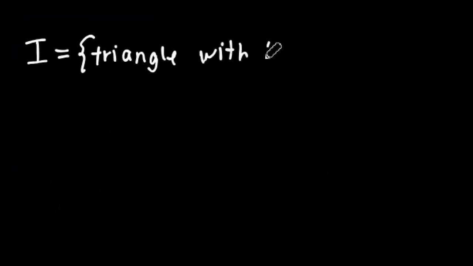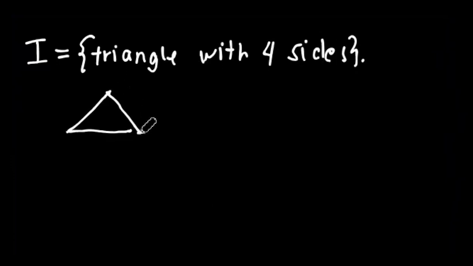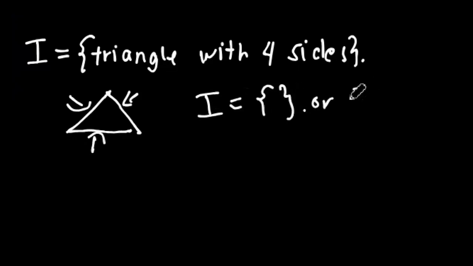What about this I? Set I contains the elements of the triangle with 4 sides. Okay? Is it true na yung triangle, 4 na sides? Drawing natin. So this is triangle. How many sides do we have in this triangle? Yes, there is only 1, 2, and 3 sides. So therefore, set I is an empty set or null set. Okay? Kahit alin dito, pwede niyong ilagay.